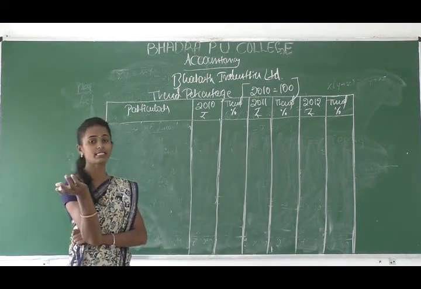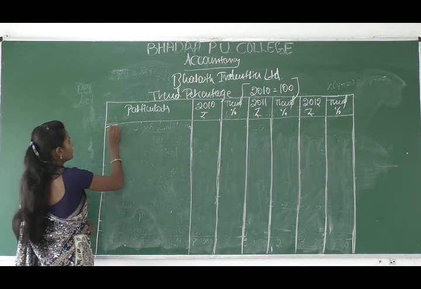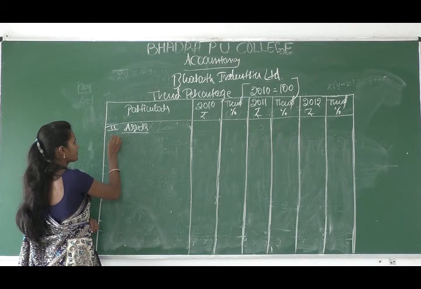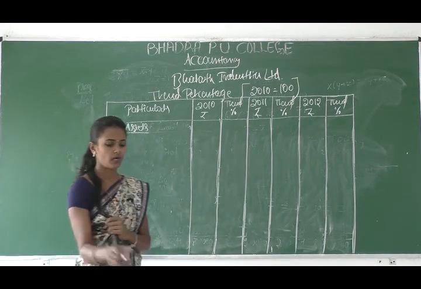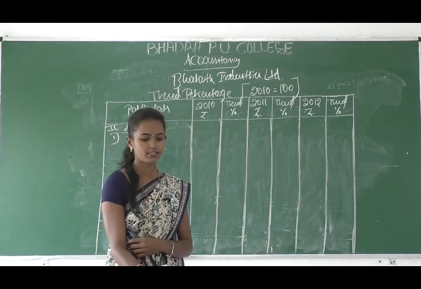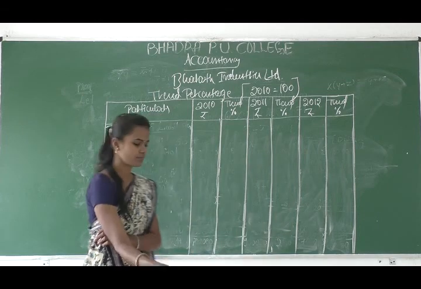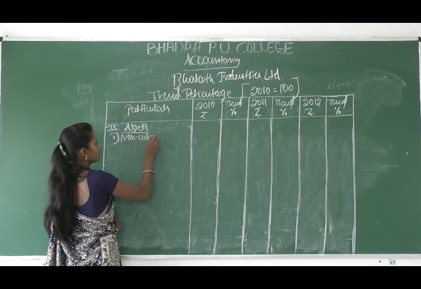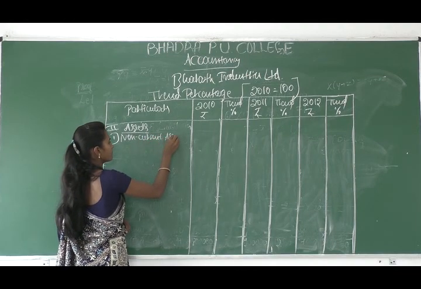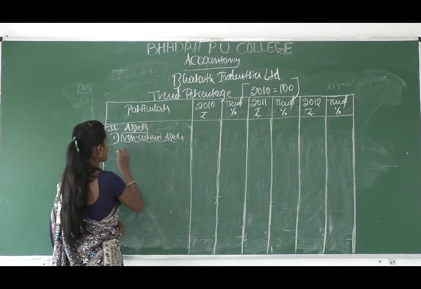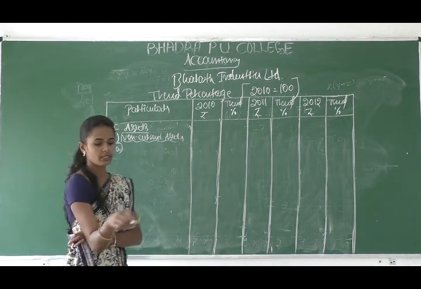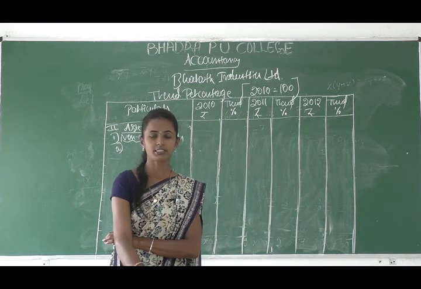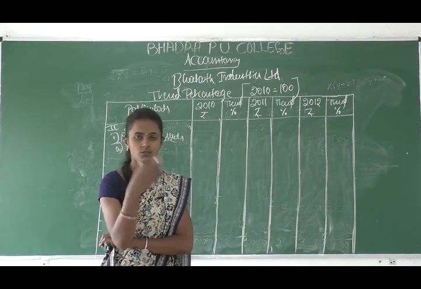Roman number two is assets. Okay, so under assets, the first item is non-current assets. Under that, the first item is tangible assets. Okay, so come back to your question.